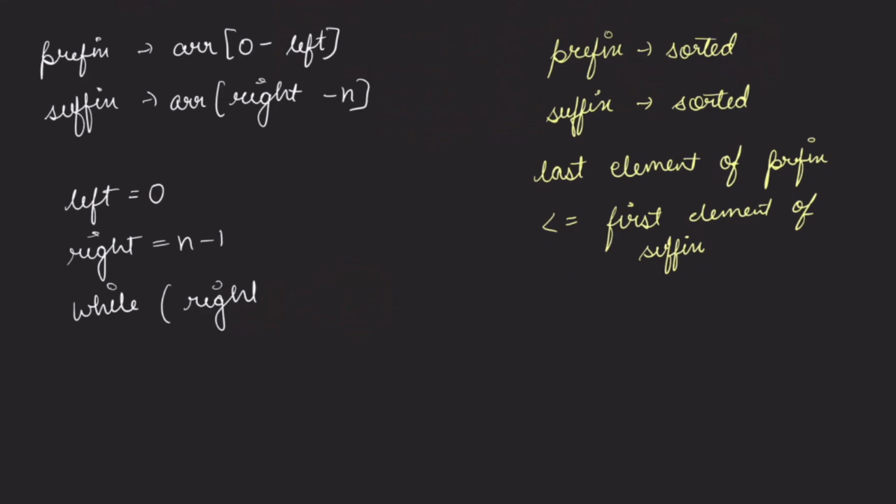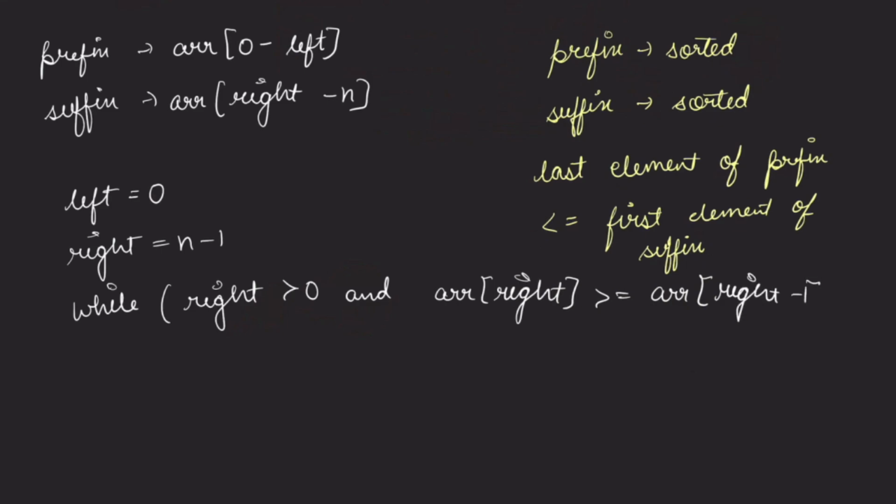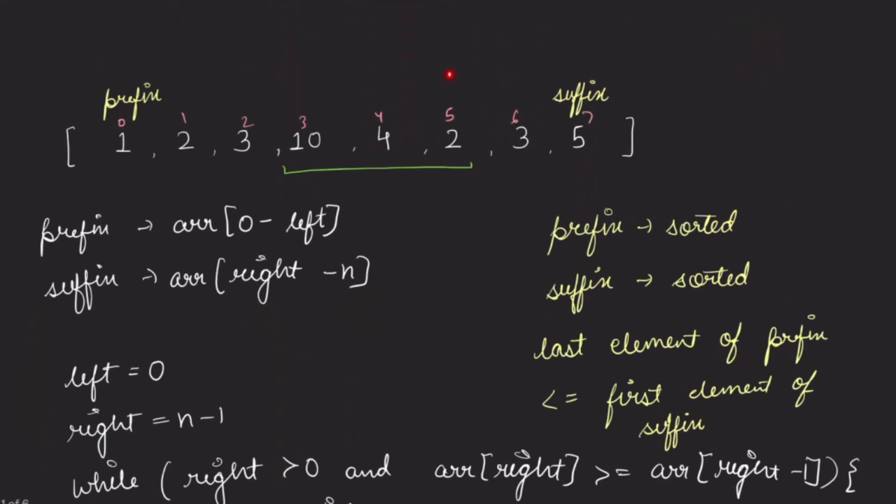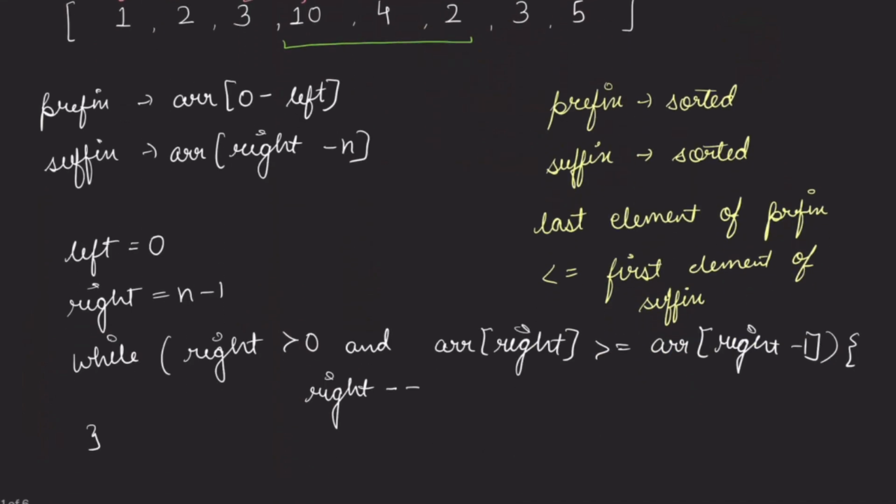while our right is greater than 0, right? And our ARR of right is greater than or equals to ARR of right minus 1, then that means this is making a sorted array. So in that case, you will keep on decrementing your right by 1, right? So at the end of this loop, your right would be pointing to the first element in the sorted range of the suffix, right?